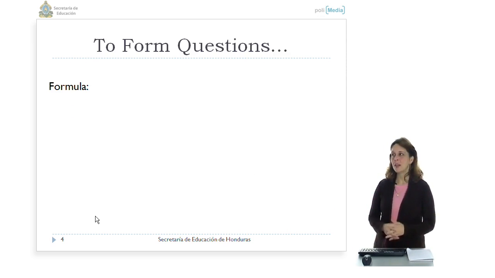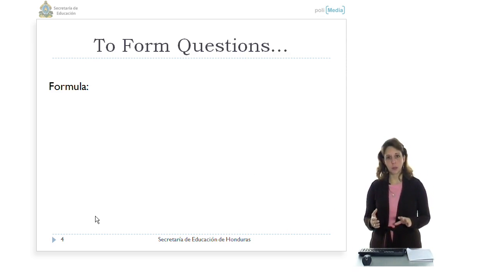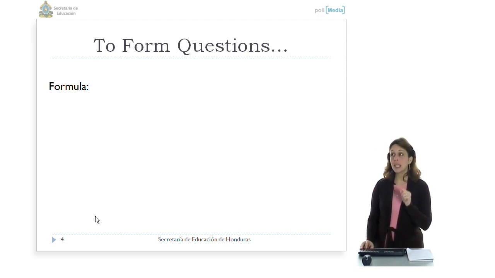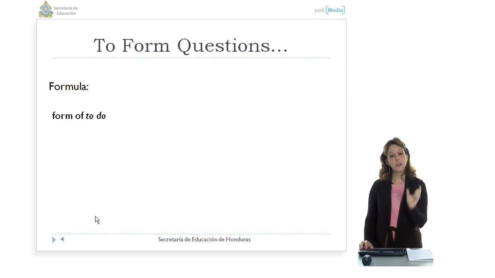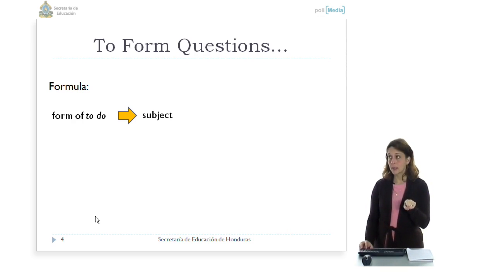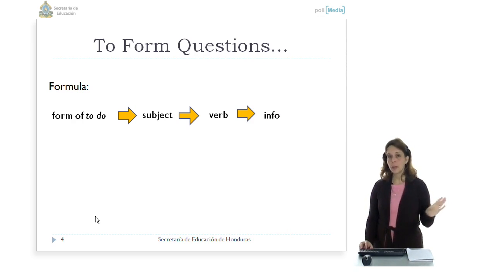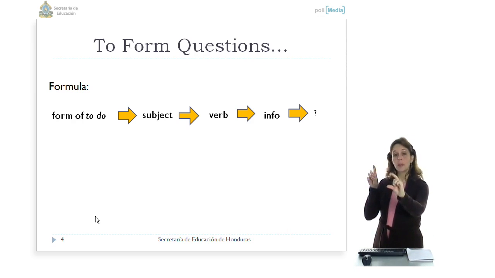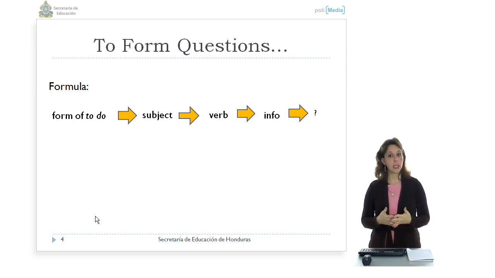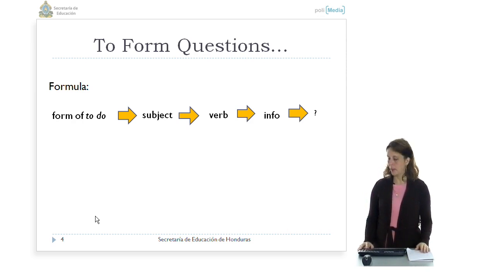Now, let's begin. To form questions with do, we can use this formula. A form of to do, remember there are three: do, does, did. A subject, a verb, now notice that's a second verb, other information necessary, and a question mark. With this formula, we can form questions using do, does, or did.